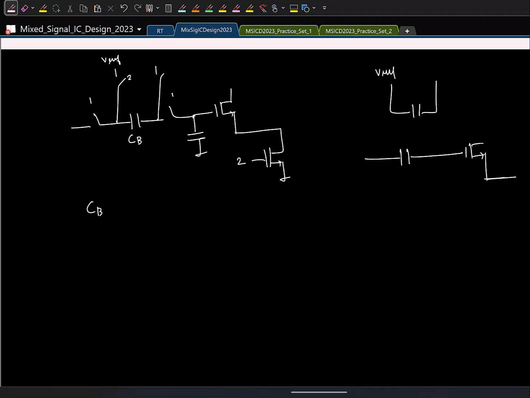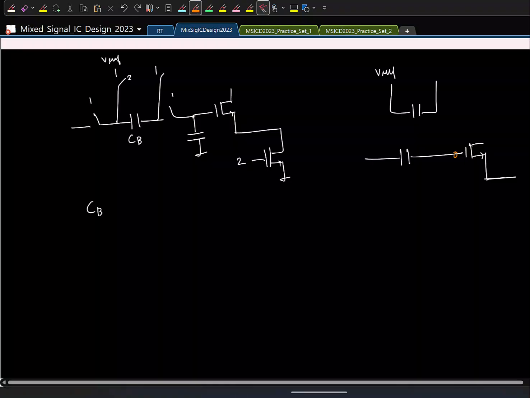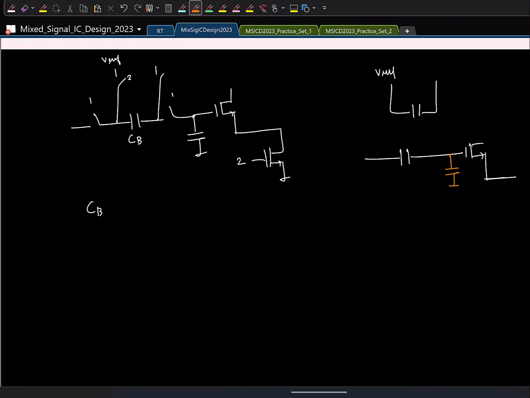At the gate, what else do you have? You have the parasitic capacitor, right? So how should you choose the capacitor then? If you connect it like this, this capacitor will try to steal some charge here, right? You should make sure that your CB is large enough compared to your input gate capacitance so that you don't lose the charge. Okay, that's how it is done.